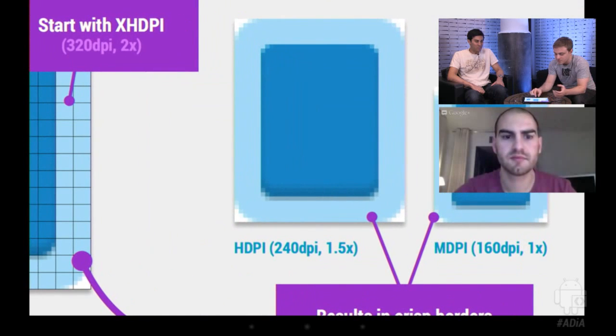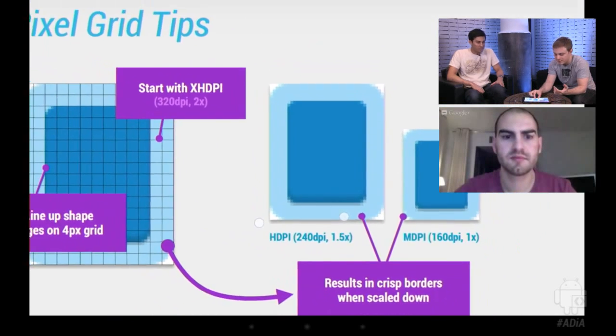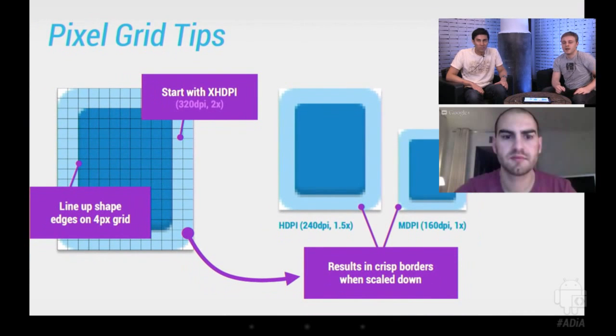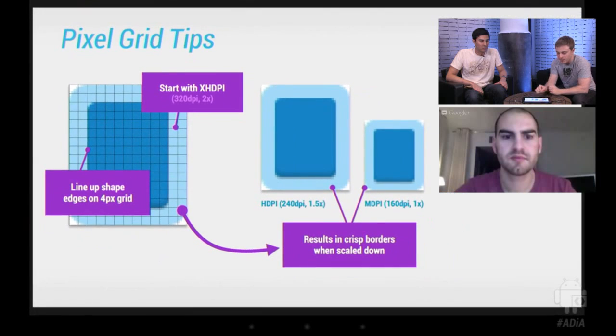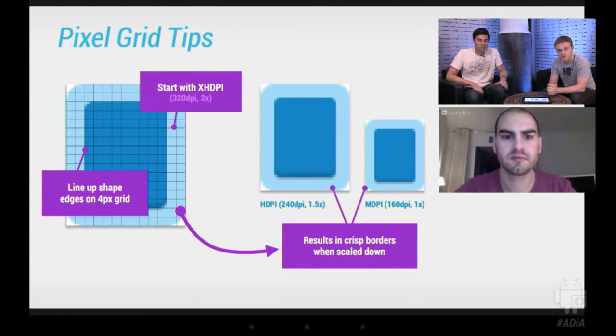This is something that we do in our system assets. If you look at the default button asset, the pressed state for the button, you'll notice that the size of the glow around the core shape is 8 pixels. The reason it's not 7 pixels or 5 pixels is that it scales down really, really nicely. So this is just a quick tip if you're doing asset production. Aligning to a 4-pixel grid is really, really useful for scaling down.